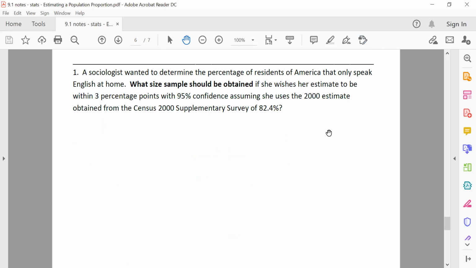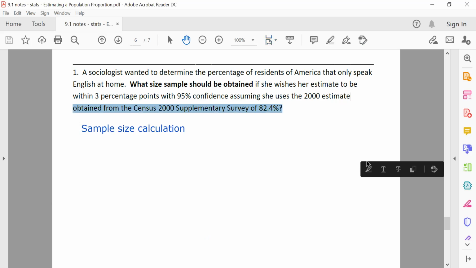So a sociologist wanted to determine the percentage of residents of America that only speak English at home. What sample size should be obtained if she wishes her estimate to be within 3 percentage points with 95% confidence, assuming she uses the 2000 estimate from the Census Supplementary Survey of 82.4%? Whoa, Nelly. Let's put all our cards on the table. We're doing a sample size calculation.